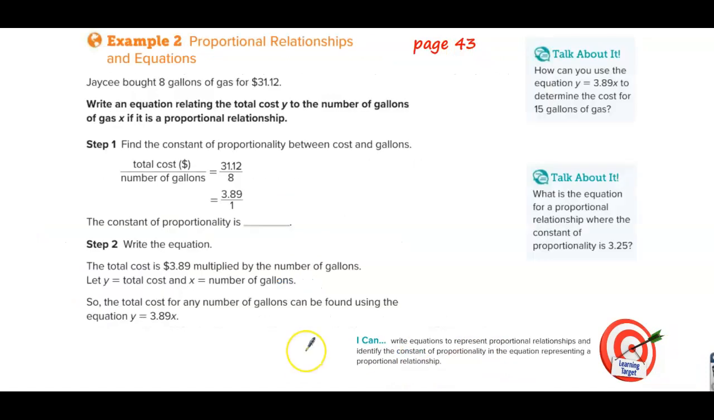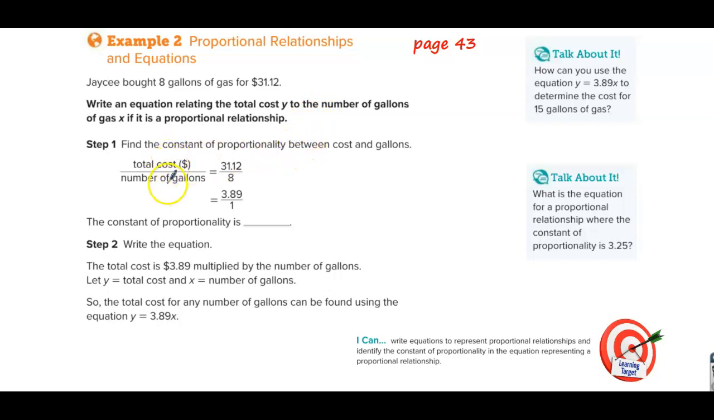Okay, example 2. Now you're going to have to find your own constant of proportionality. Well, they did it for you because it's an example, but this is the section where you will be doing that. JC bought 8 gallons of gas for $31.12. Write an equation relating the total cost y to the number of gallons of gas x if it's a proportional relationship. Find the constant of proportionality between cost and gallons.